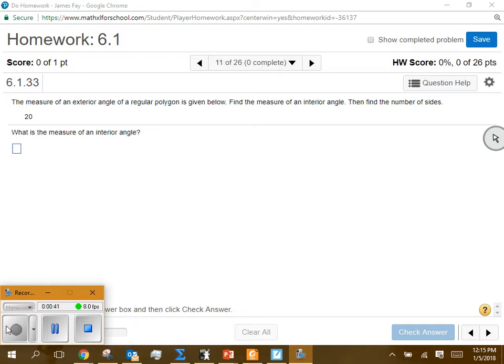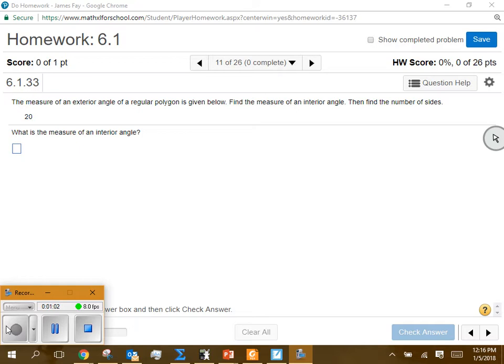Because if it just said a general polygon with no knowledge of its regularity, one angle could be 20 on the outside, the other angle could be 40, another angle could be 30, another angle could be 110, okay? But once it says it's regular, that tells us that every single angle on the outside is 20, okay?